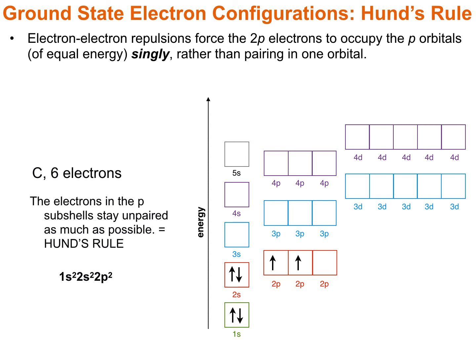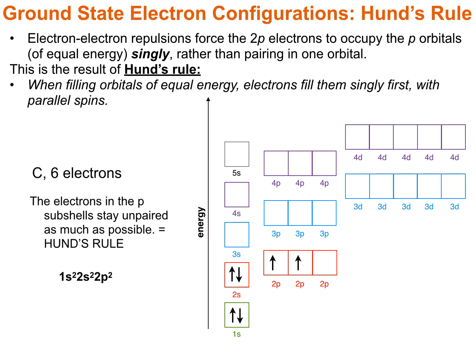So I'm just going to go ahead and talk about Hund's rule again really fast. Electron-electron repulsions force the 2p electrons to occupy the p orbitals singly, rather than pairing them up into one orbital. And they can do that because those 3 2p orbitals are all at the same energy. So this is Hund's rule. When filling orbitals of equal energy, electrons fill them singly first with parallel spins. So for the first 2p orbital, I have a spin up, and the second 2p orbital, I also have spin up.